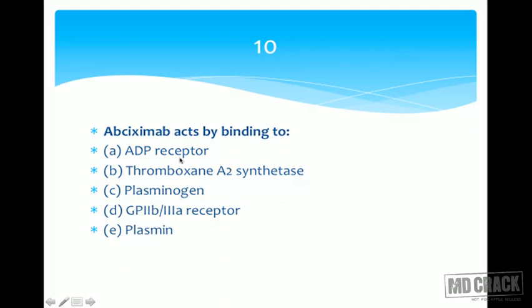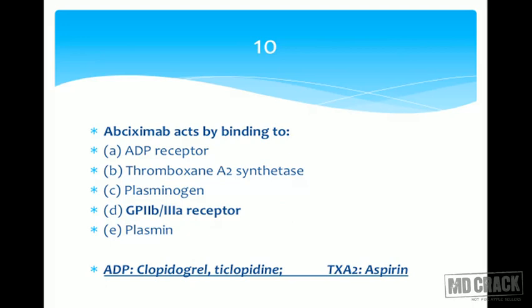ADP receptor is ticlopidine and clopidogrel. Thromboxane A2 will be low dose aspirin, and the examiner has put plasminogen and plasmin. You can straightway remove them out. They are concerned with the thrombolysis. So plasminogen, plasmin, both are in the same variety, so they'll be out. You are left with glycoprotein 2B3A receptor and apixaban. When the spelling is ending with mab, it's a monoclonal antibody. Mab, monoclonal antibody. Apixaban is a monoclonal antibody to glycoprotein 2B3A receptor. Look at the answer. Answer is GP2B3A receptor.